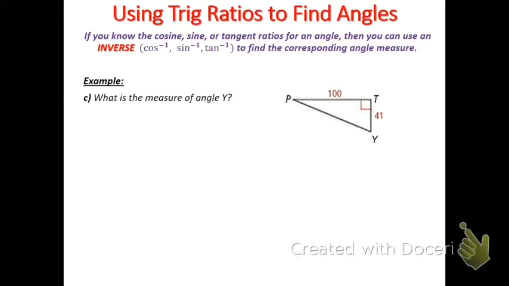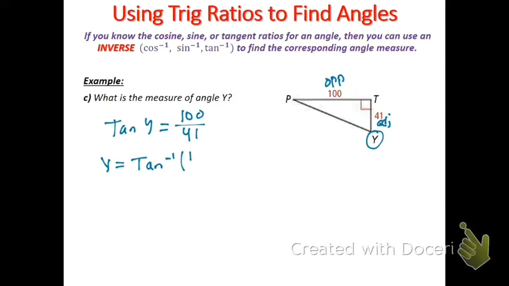So our reference angle, Y, so we have opposite, adjacent. So that would be tangent. So the tangent of Y is going to be equal to 100 over 41. To find the angle measure, you need to use the inverse. So Y is going to equal tan inverse of 100 over 41. And in this case, you should get Y to equal 67.7 degrees.